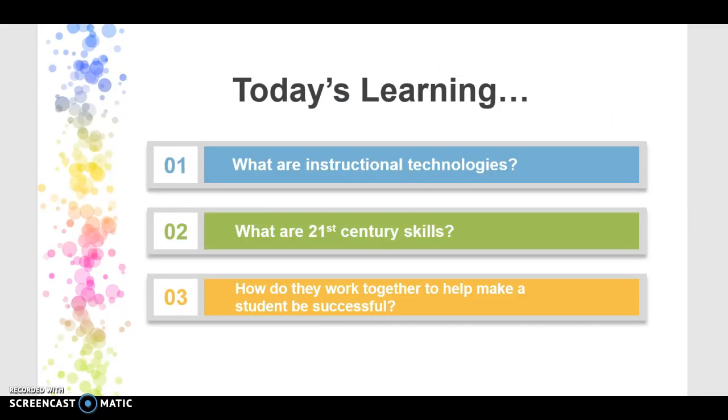Today's learning includes: what are instructional technologies? What are 21st century skills? And how do they work together to help make a student successful?